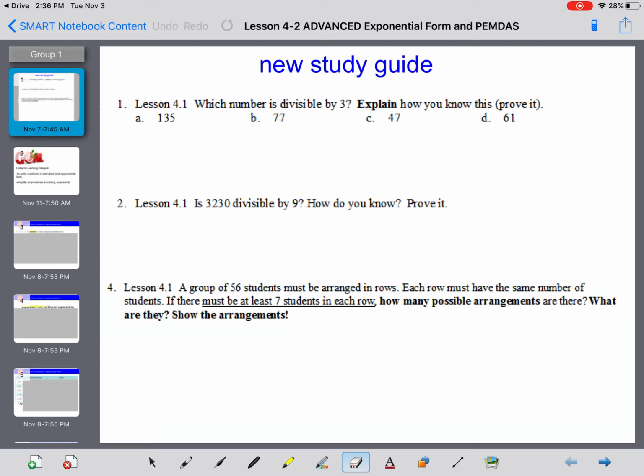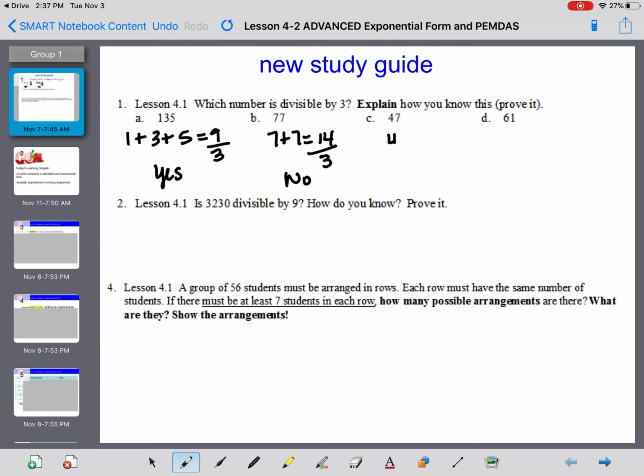All right, the first question is asking us which number is divisible by 3 and explain. The rule for divisibility by 3 is to take the sum of the digits and see if the sum is divisible by 3. So 1 plus 3 plus 5 equals 9, and 9 is divisible by 3. So the first one is yes. Letter B, 7 plus 7 is 14. 14 is not divisible by 3, so no.